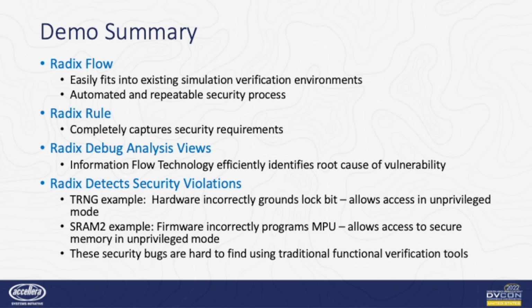And then Radix detects security violations. As shown in the TRNG example, the first example, hardware incorrectly grounds the lock bit, thus allowing access in unprivileged mode. In the SRAM2 example, we saw that firmware incorrectly programmed the MPU, and that allowed access to secure memory in unprivileged mode. These are very fundamental bugs that exist and can lead to security leakages and hardware security vulnerabilities.